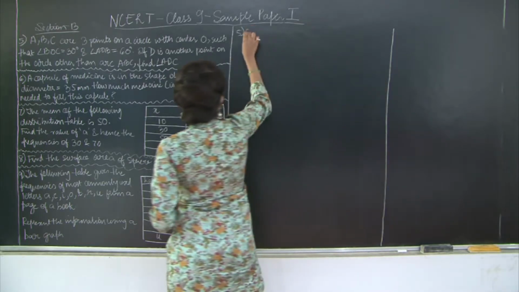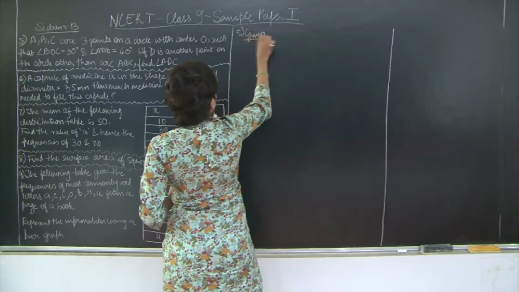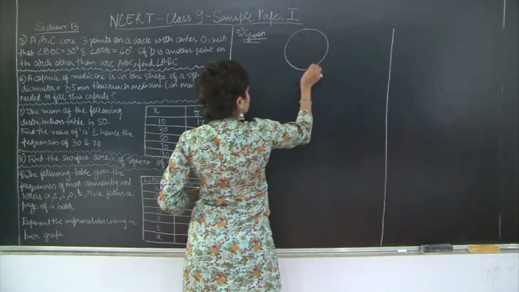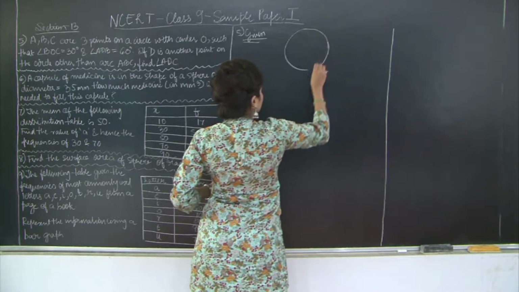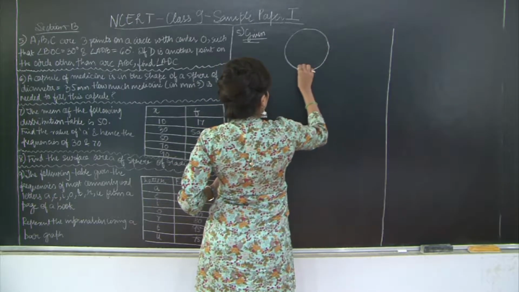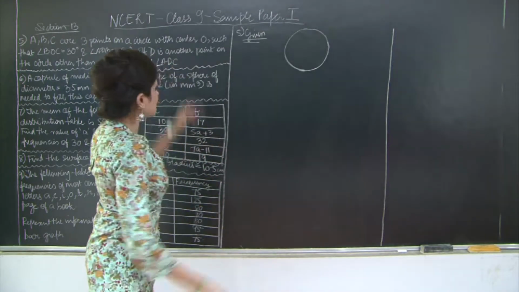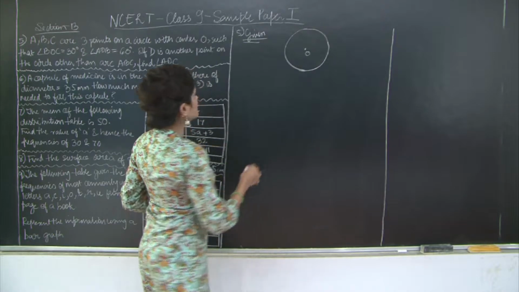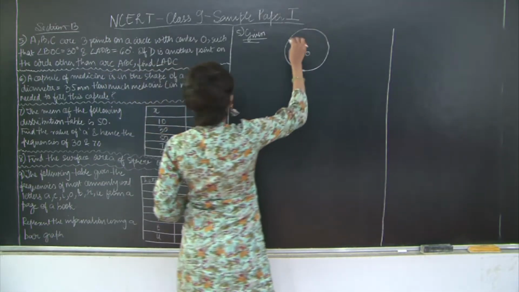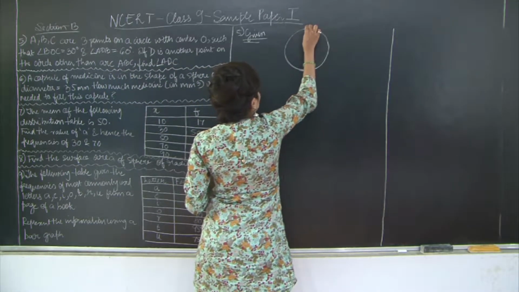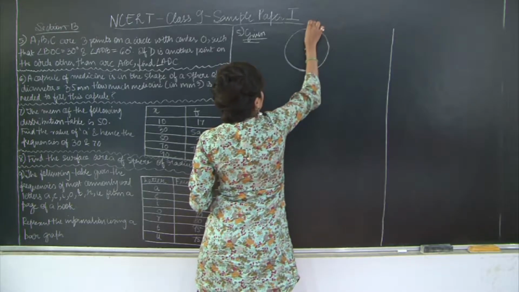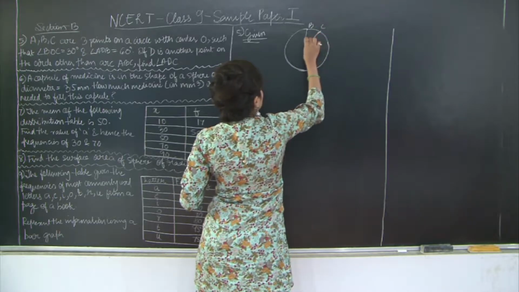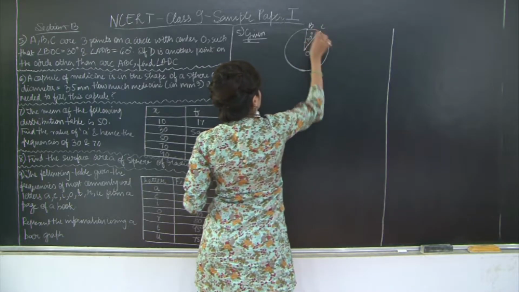So I'll start with given. I've been given a circle. So I have a circle with center O. So I'll mark the center O such that angle BOC is equal to 30 degrees. That means B and C are any two points on the circle such that angle BOC is equal to 30 degrees.